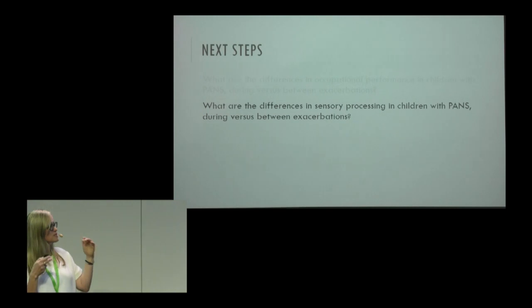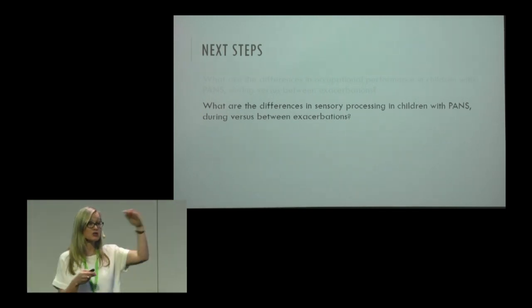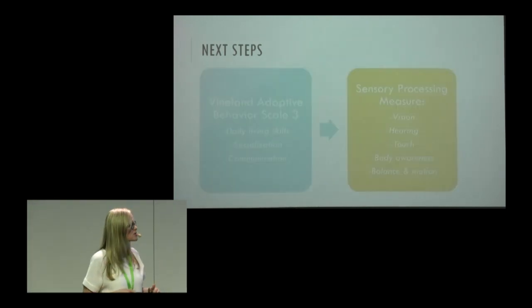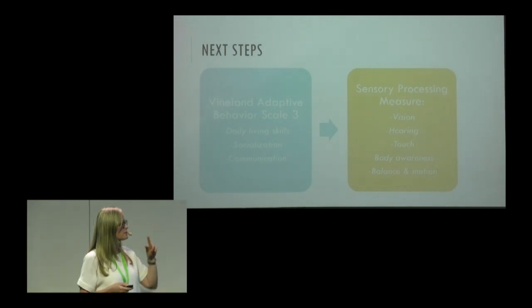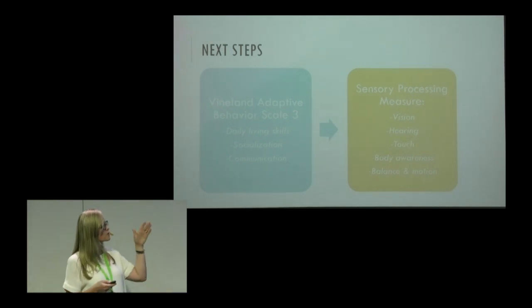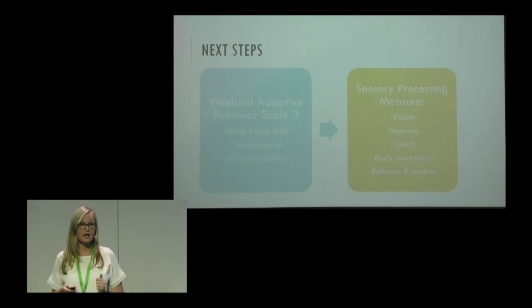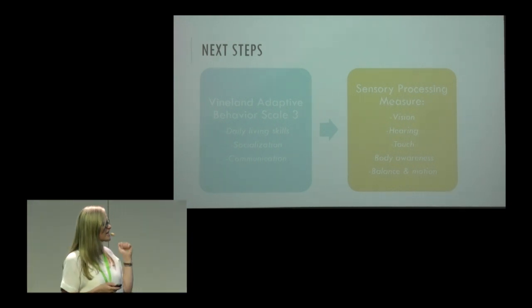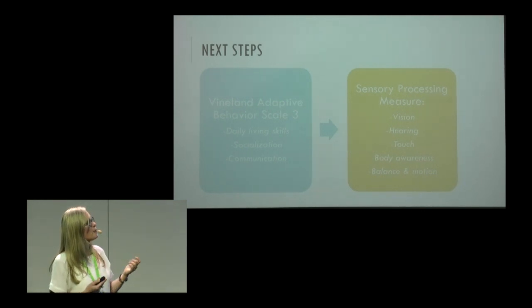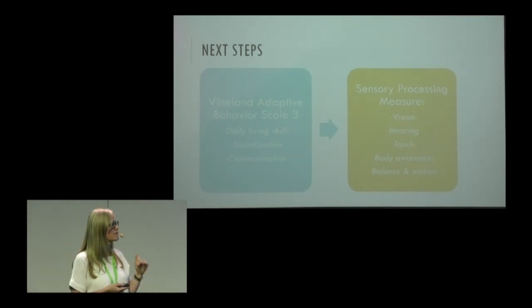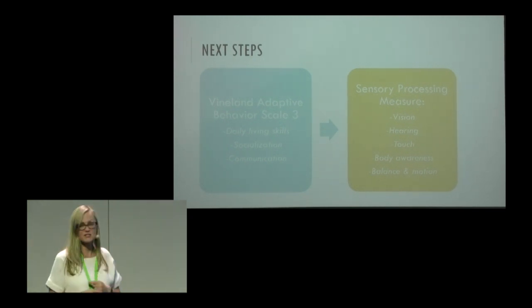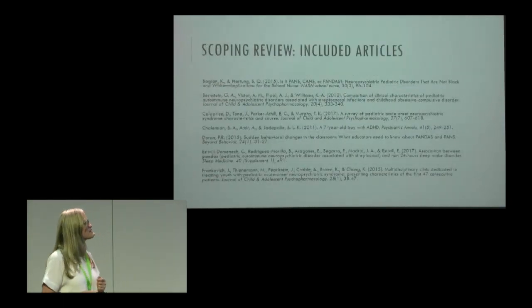So what are the differences in sensory processing during and between exacerbations? In order to do that, we're going to be using two specific tools. The first one is the Vineland Adaptive Behaviour Scale, the VABS, which examines daily living skills, socialisation and communication. Then we'll be using the Sensory Processing Measure, alongside that, looking at vision, hearing, touch, body awareness, and balance and motion. So that's to come.